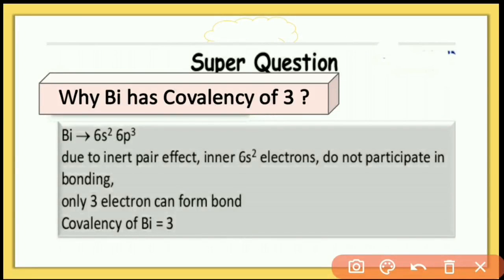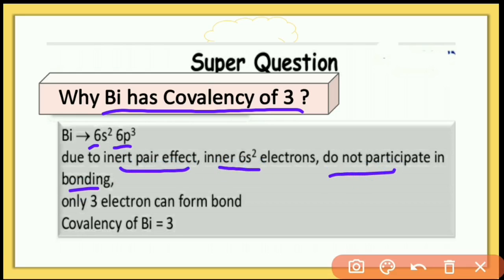Another question is why bismuth has a covalency of 3. When we see the valence electronic configuration of bismuth, which belongs to the 6th period, it is 6s2 6p3. Due to the inert pair effect, the inner 6s2 electrons do not participate in bonding, and therefore only 3 electrons can form bonds. So bismuth shows only 3 covalency.